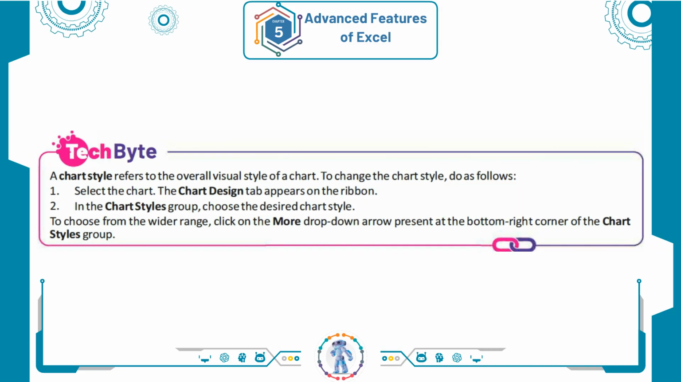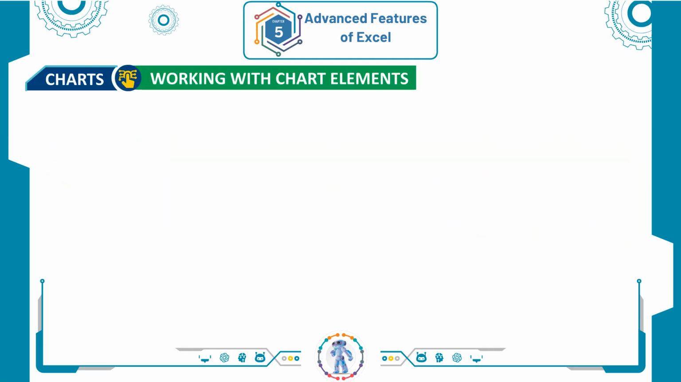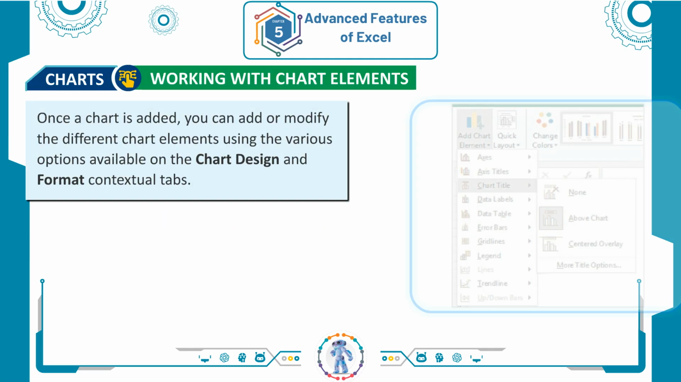Tech Byte. A chart style refers to the overall visual style of a chart. To change the chart style, do as follows. 1. Select the chart. The Chart Design tab appears on the ribbon. 2. In the Chart Styles group, choose the desired chart style. To choose from the wider range, click on the More drop-down arrow present at the bottom right corner of the Chart Styles group.